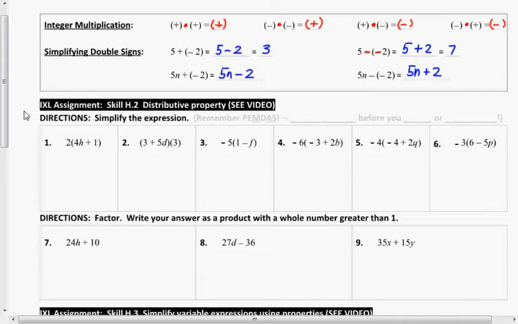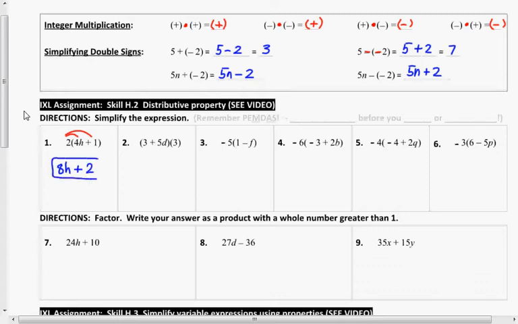So let's review the distributive property. Honestly, I'm not going to write anything other than the rainbows. I'm going to do this mentally because I think it's better than trying to write all this out. So 2 times 4h. First of all, I can multiply 2 times 4 times h. The 2 times 4 is 8h. And then 2 times a positive 1 is 2.